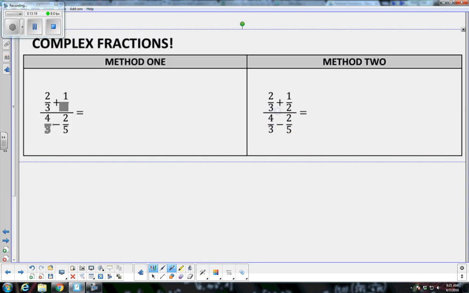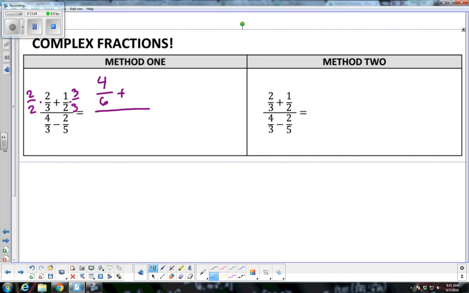So method 1 would be like, okay, 3 and 2, what do they have in common? Well, it looks like 6. So I need to multiply this guy by 3 over 3, and this guy by 2 over 2, and then that should work. We'll do the top, and then we'll come back and do the bottom. So that would give me a 6 on the bottom, a 4 on the top, and this would give me a 6 on the bottom, a 3 on the top.